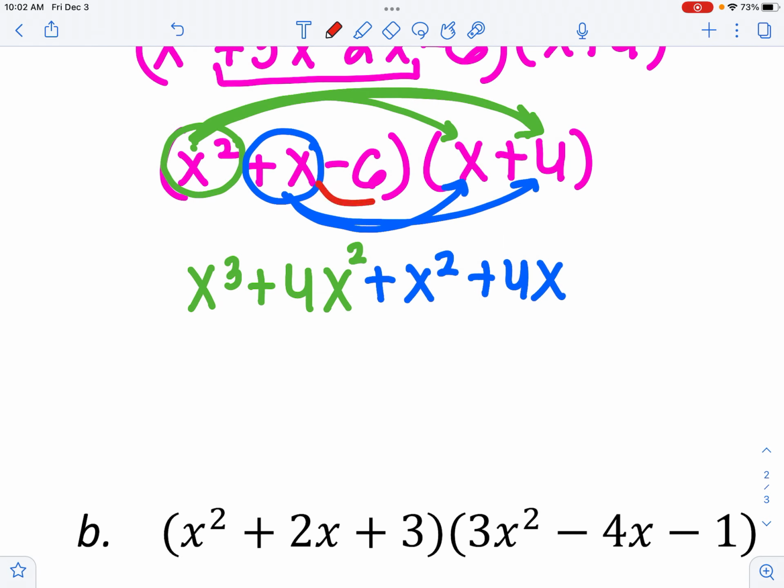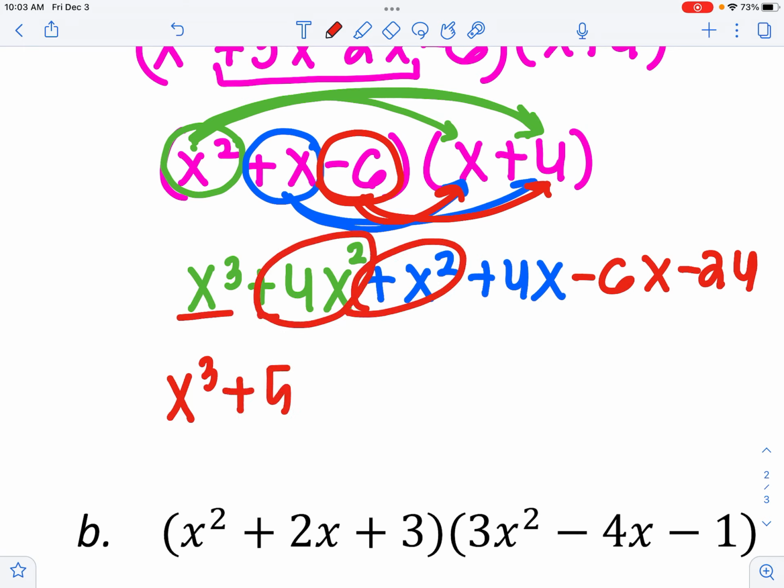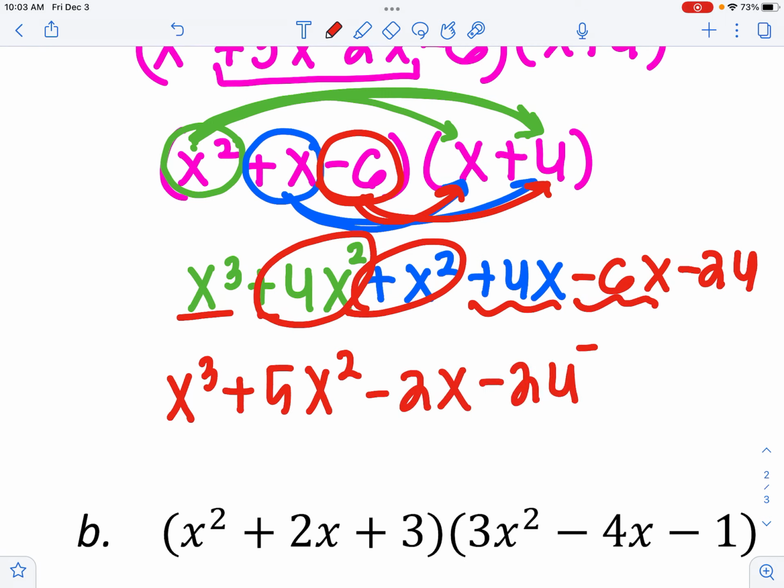All right, now I'm going to distribute this negative 6. Negative 6 times x is negative 6x. And negative 6 times 4 is negative 24. Last thing you have to do is combine like terms. So highest exponent is a cube, so that's x cubed. Got that. So I have a 4x squared and an x squared, which is 5x squared. I have a 4x and a negative 6x, which is negative 2x, and then minus 24.